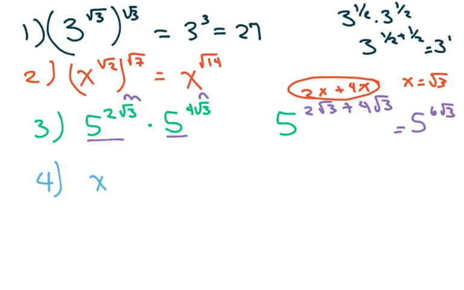All right, number 4, we have x to the 3 pi divided by x to the pi. This is our quotient property, so that's going to be x to the 3 pi minus pi, which equals x to the 2 pi.